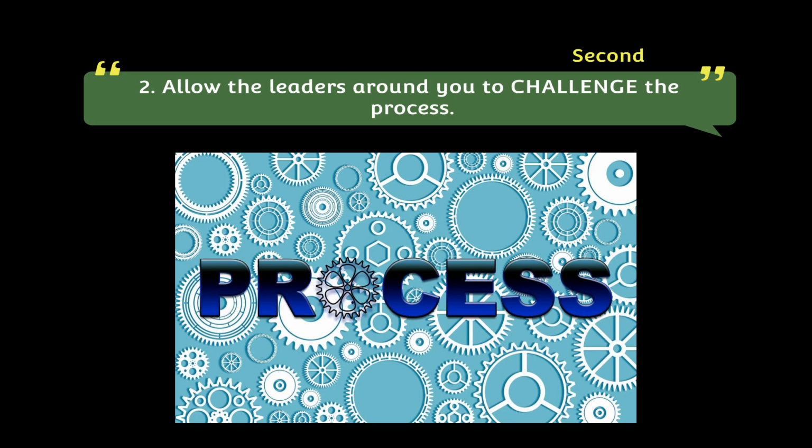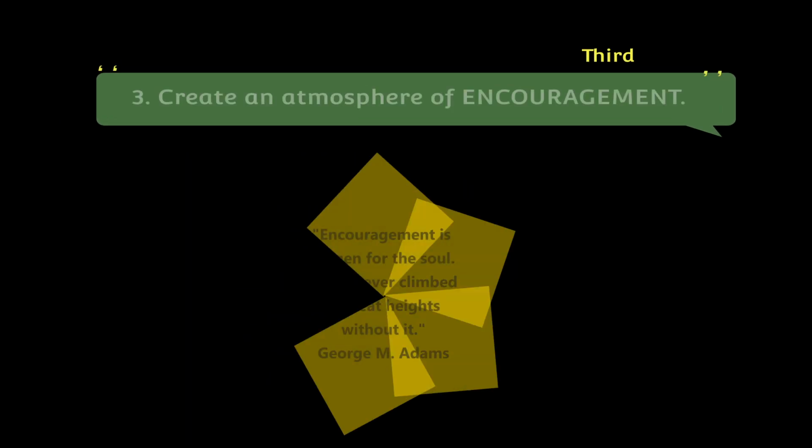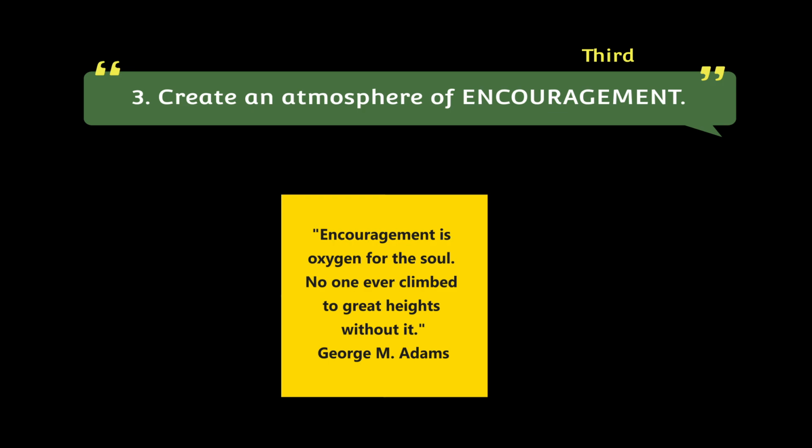Too often, leaders fail to discern the difference between the what and the how. The what, vision and mission, should not change in most cases, but the how can be changed. When we try to manage both the what and the how, we eventually lose control of both. Thirdly, create an atmosphere of encouragement. George Matthew Adams once said, "Encouragement is oxygen for the soul. No one ever climbed to great heights without it."